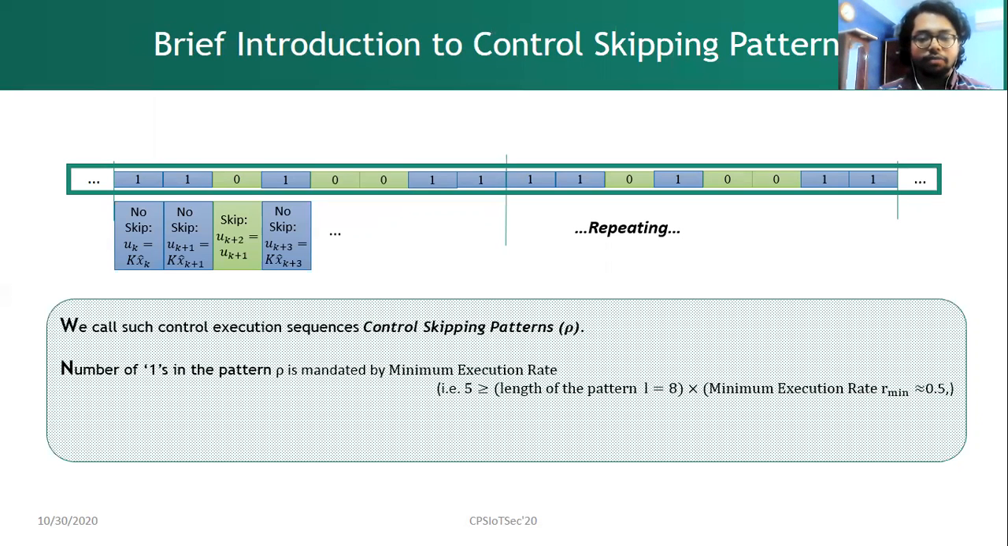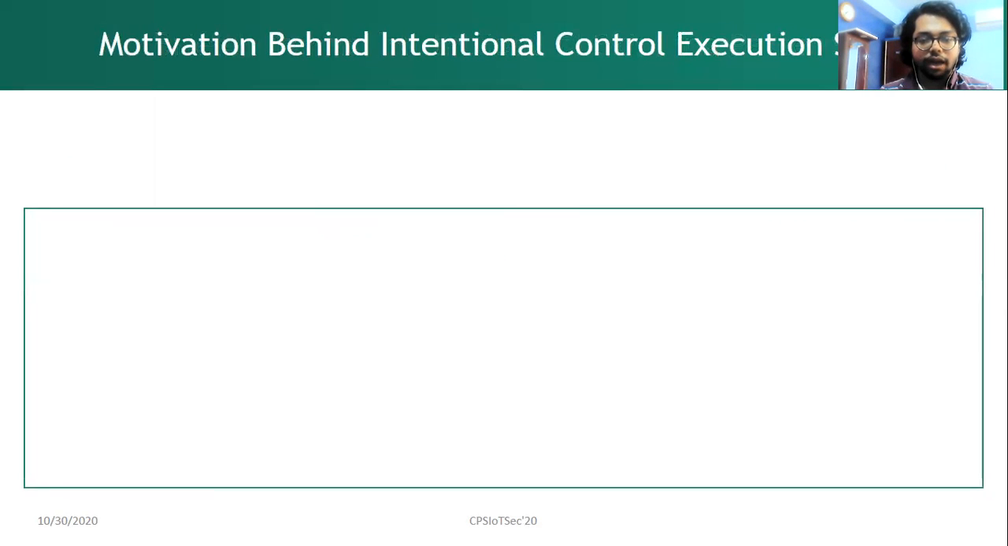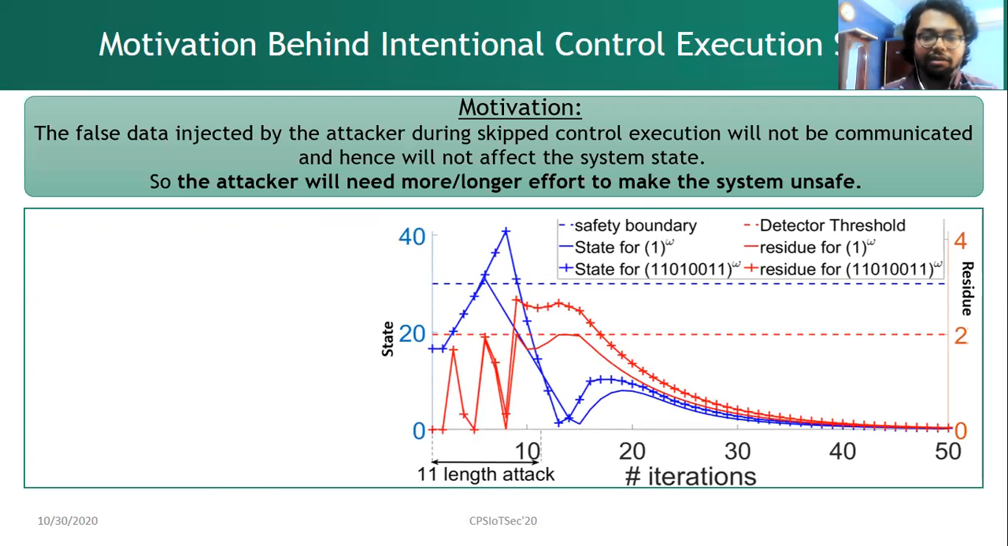Like here, the pattern 11010011 has 5 executions out of 8, which is abiding by the minimum execution rate of 0.5. Now, the pattern will obviously repeat over time. So we leverage the patterns to increase that system resilience.